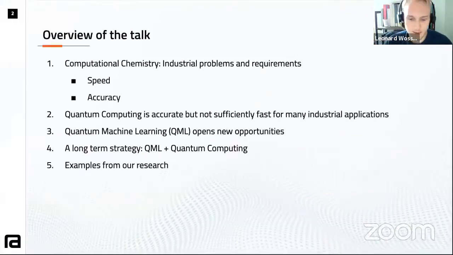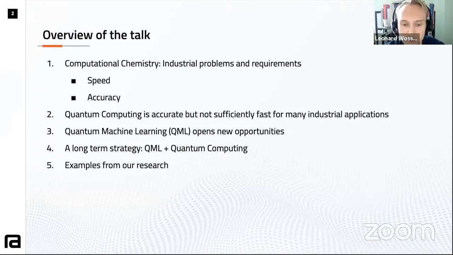Let me start by giving you a brief overview of the talk. I will start by briefly recapping the computational chemistry methods, particularly methods which are commonly used in industrial problems, and their requirements. Here I will show that for many industrial use cases, we generally need very fast methods because we need to screen through a huge number of candidates, or for example, in MD simulations, do a lot of computation steps.